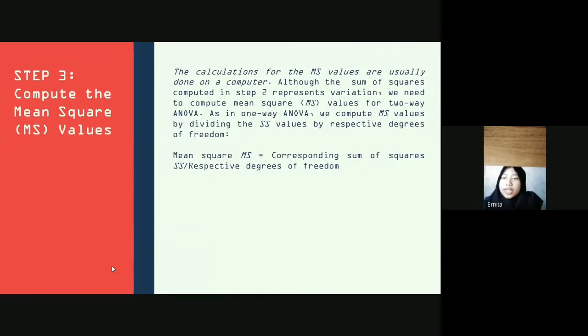For step 3, compute the mean square MS values. The calculation for the MS values is usually done on a computer. Although the sums of squares computed in step 2 represent variation, we need to compute mean square MS values for two-way ANOVA. As in one-way ANOVA, we compute MS values by dividing the SS values by the respective degrees of freedom. Mean square MS equals the corresponding sum of squares SS over the respective degrees of freedom.